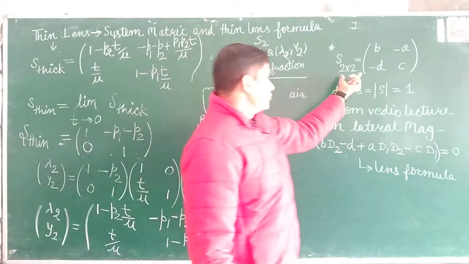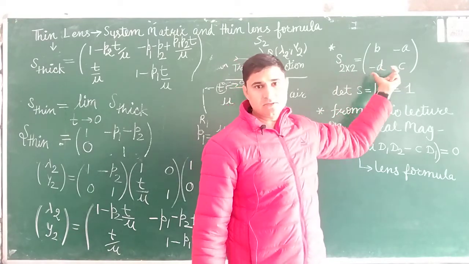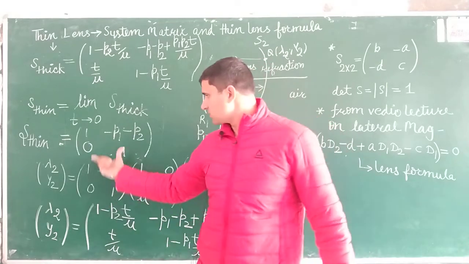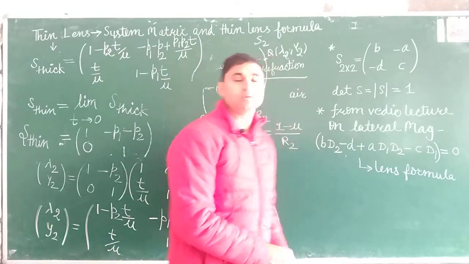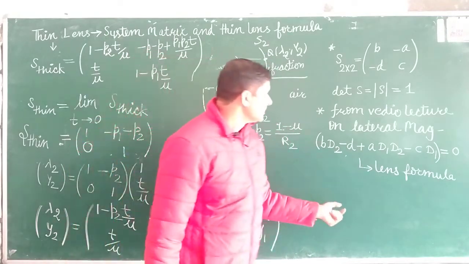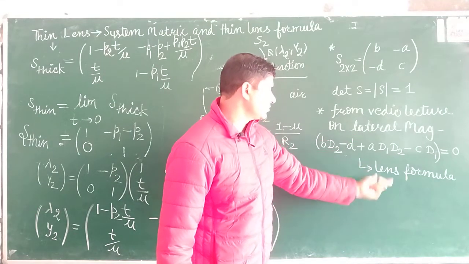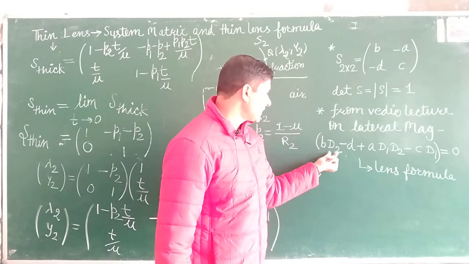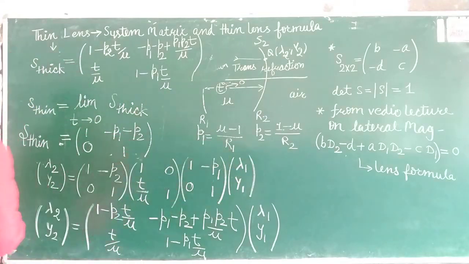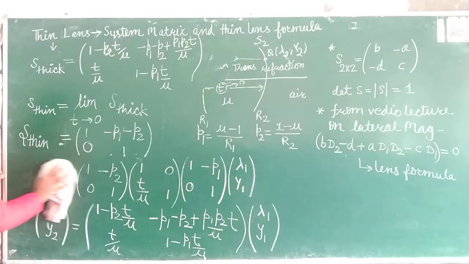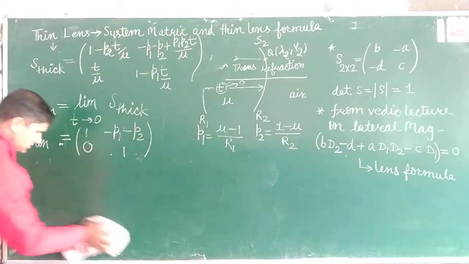Now you see, the system matrix is a 2 cross 2 matrix. If this is the system matrix and you compare it with the elements of the system matrix of the thin lens, then you will get the values of A, B, C. From this lecture you have seen the relation between D1 and D2. So from here you will get the lens formula. So this is our next task. So now we will find the lens formula.